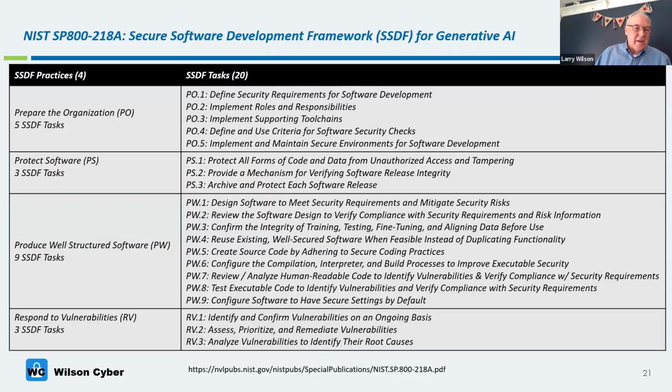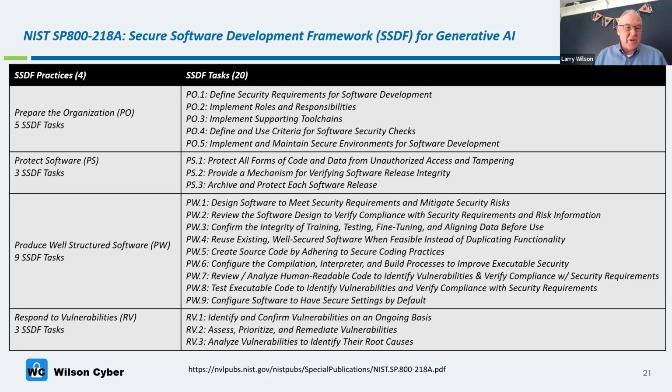So here are the different practices and the tasks. Under prepare the organization, we have a total of 5 different tasks: define security requirements, implement roles and responsibilities, implement supporting toolchains, define and use criteria for security checks, and implement and maintain secure environments for software development. Under protecting the software, we have protect all forms of code and data from unauthorized access, provide a mechanism for verifying software release integrity, and archive and protect each software release.